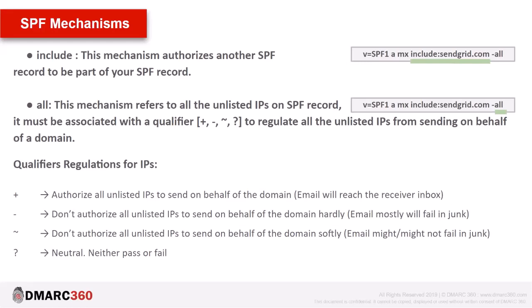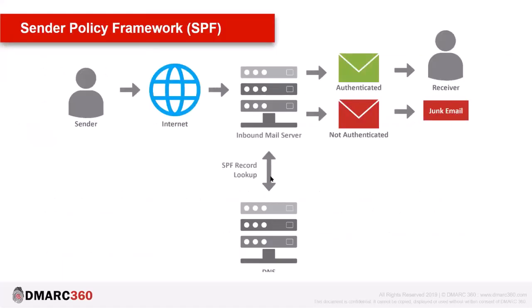The next one here is the tilde sign, which means soft fail, which is also not authorizing any of the other IPs. But this is a soft fail, so you do this in case you're not sure that all the IPs that you have authorized are yours. The last one here is the question mark, which is neutral. This does nothing. It basically tells the receiving server not to take any action. So we don't suggest using the question mark modifier. When your SPF record is configured properly, this is what happens essentially.